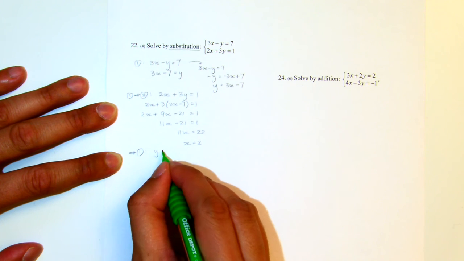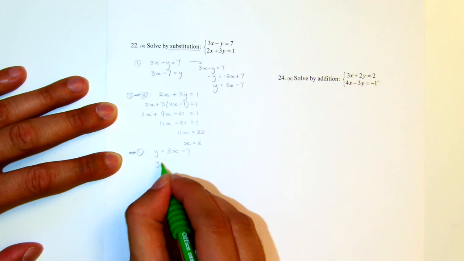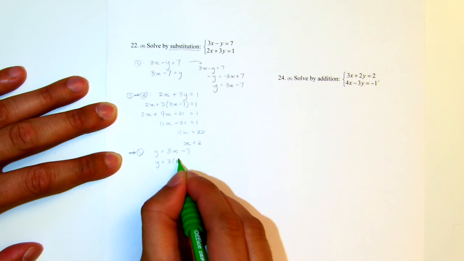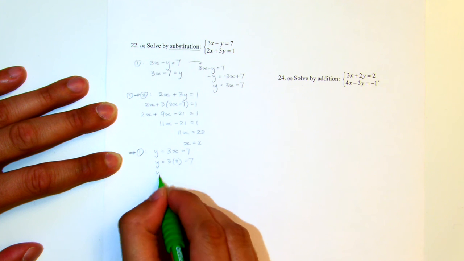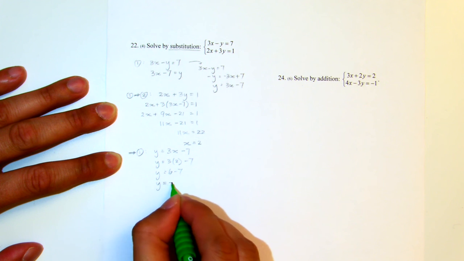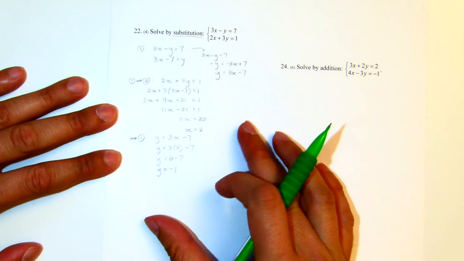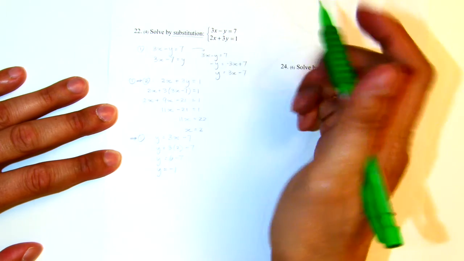Equation 1 is given by y equals 3x minus 7. When I replace the x by 2 that we got earlier, that's 6 minus 7, which is negative 1. Now remember, we are not done yet. The solution of a system of equations, think about this.